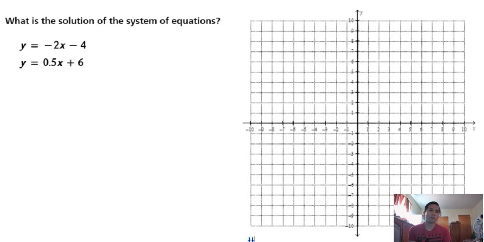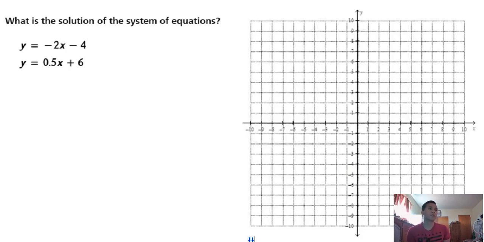And also, we will discuss what if the two equations don't cross, they form parallel lines, or the two equations are the same. When you graph them, they have the same line. We'll discuss that also in this video. We call those special cases. So we jump into the first example that we have.